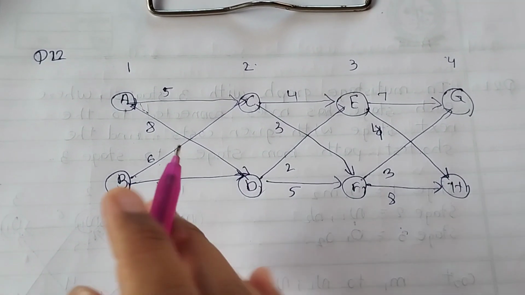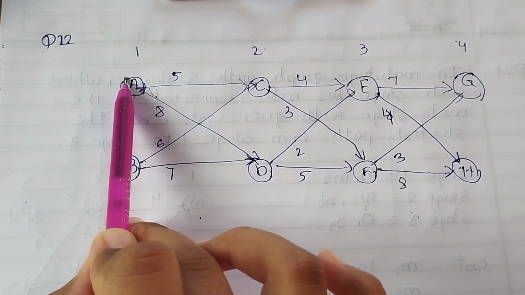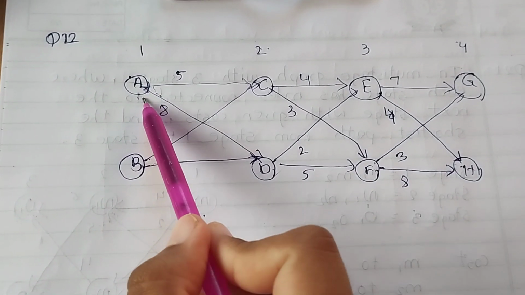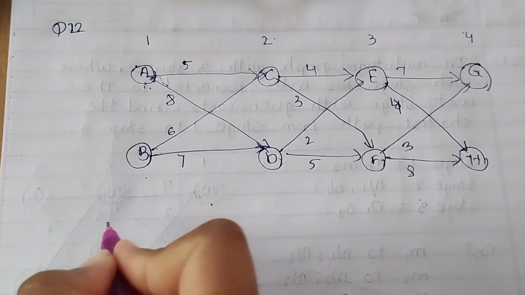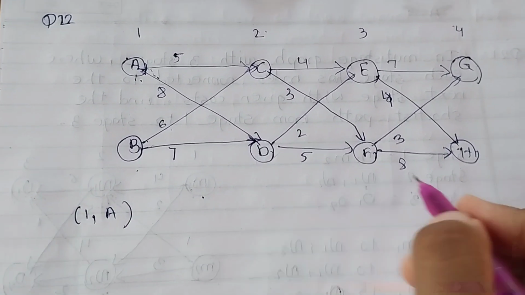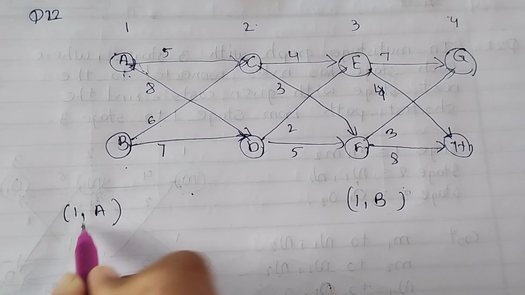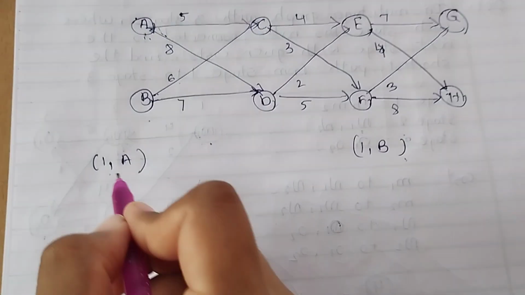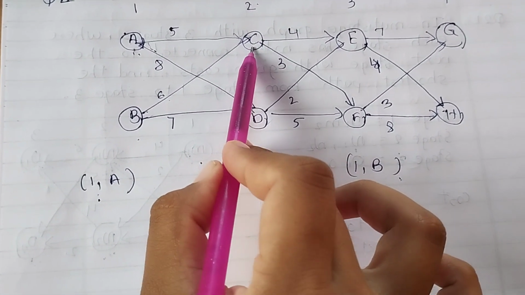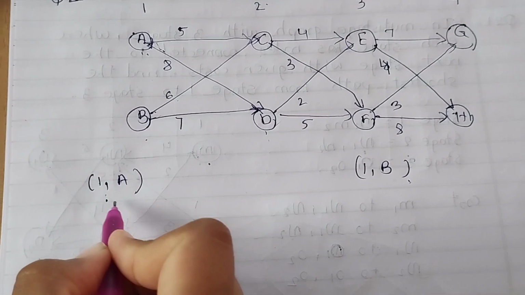So let's start to solve it. As it is, we start from stage 1 to stage 4. Now again there are 2 possibilities. One is we start from A or we start from B. So here we draw 1A, and here we draw 1B. First is the stage and second is the node. Now again this A reaches 2C and 2D, second stage, and C is the node, D is the node.